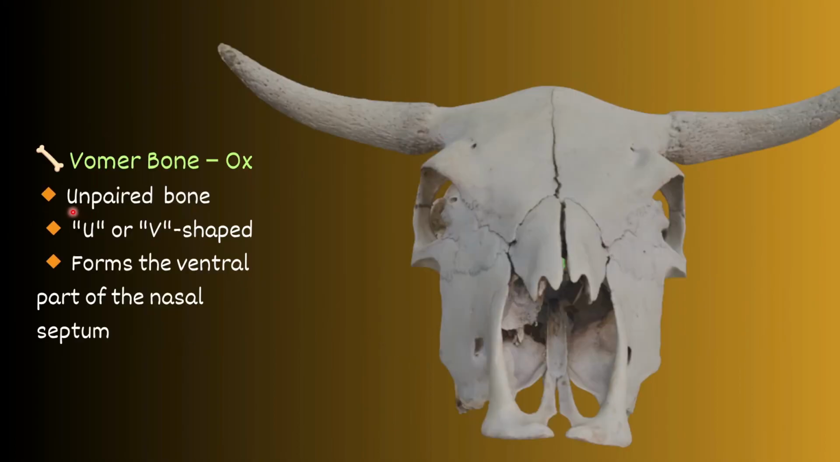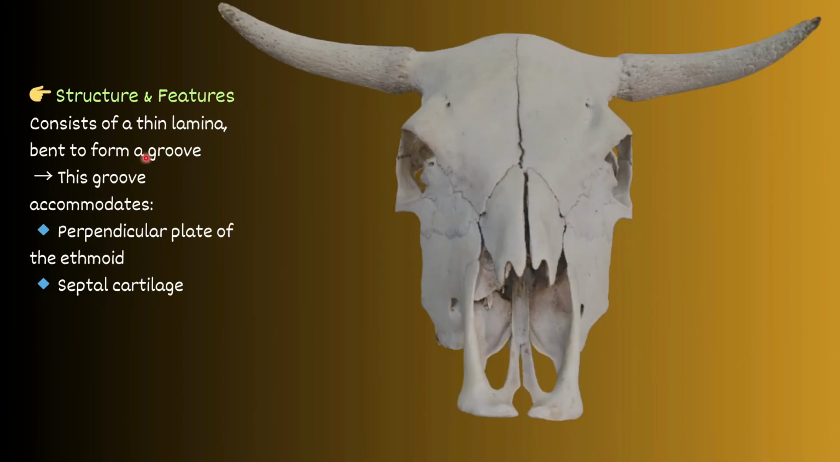Vomer, an unpaired bone. You can see this is the vomer. It is U or V-shaped and forms the ventral part of the nasal septum. Here you will find the nasal septum. The vomer consists of a thin lamina bent to form a groove-like structure. This groove accommodates the perpendicular plate of the ethmoid and the septal cartilage.